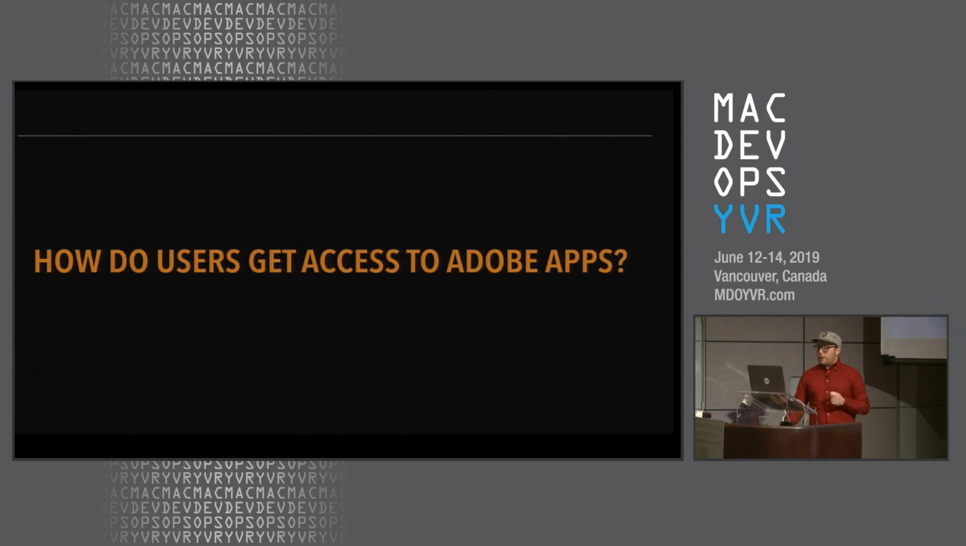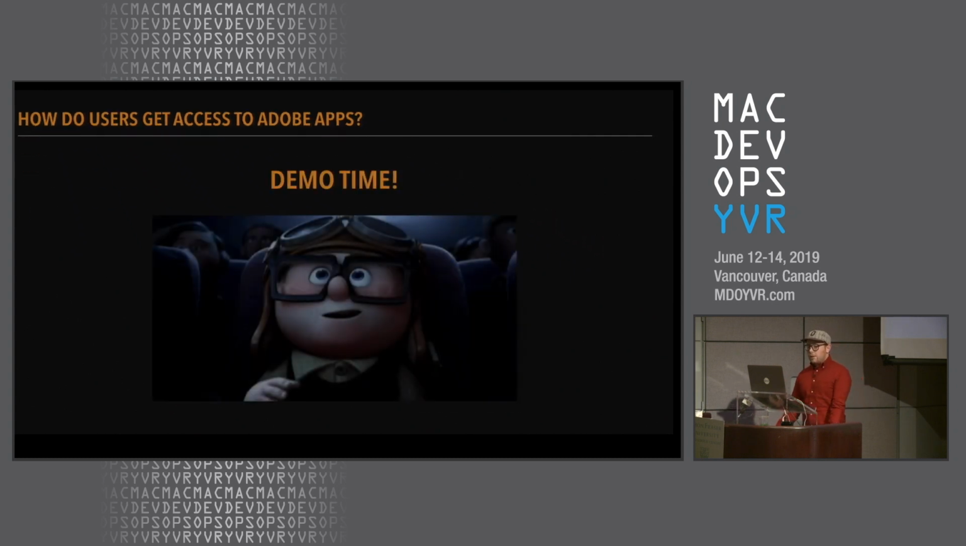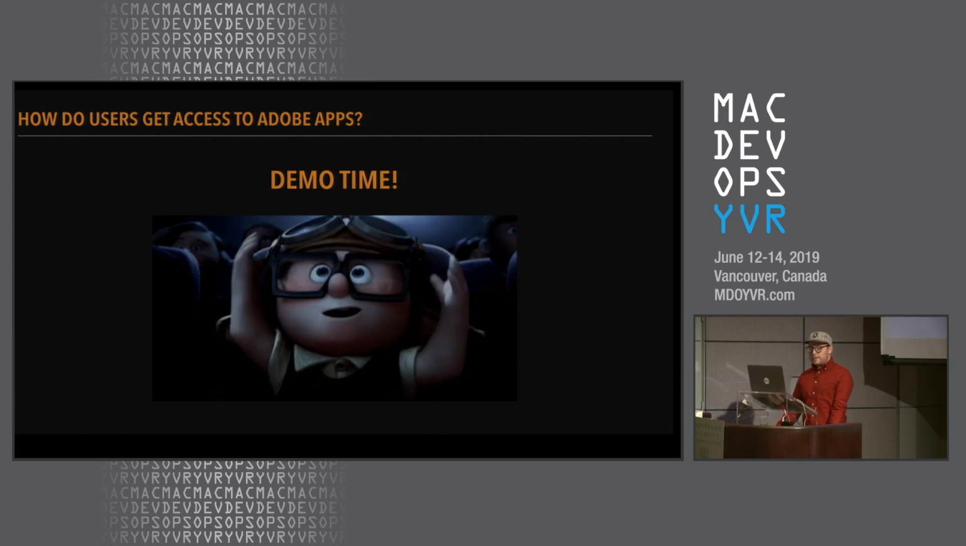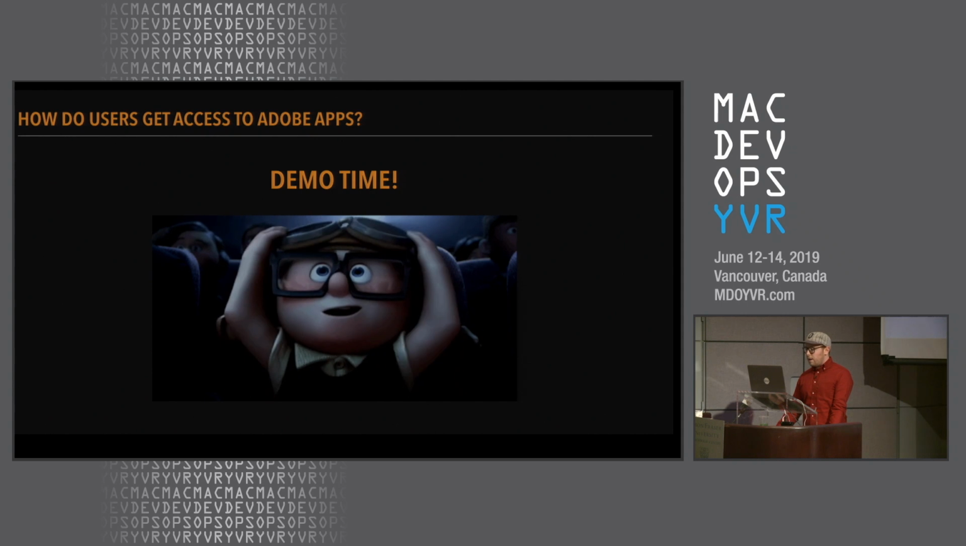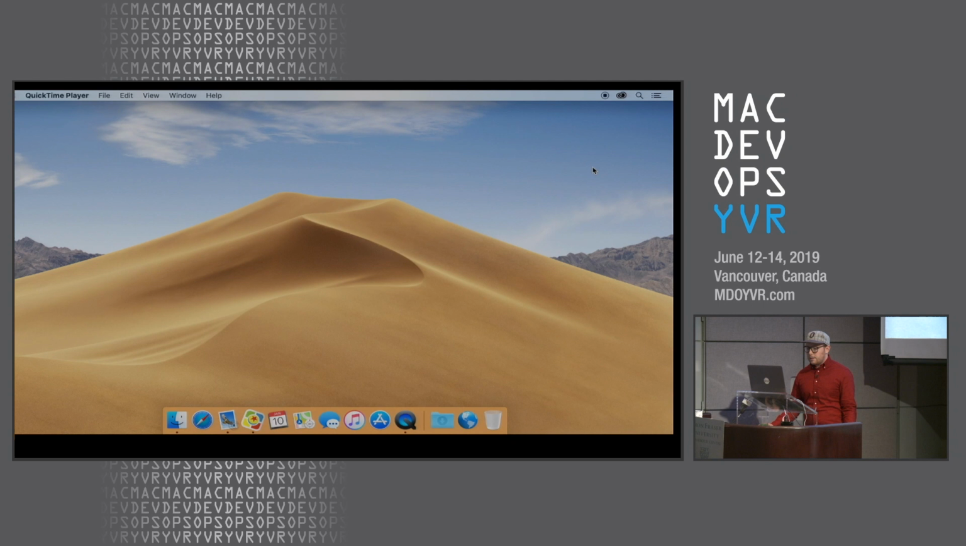So how do users get access to Adobe apps? What is that whole process from a user needing the app until it's installed and they're using it? What does that whole process look like? I have a little demo video for you. It might go a little fast. I'm going to try and walk you through it, but it basically looks a little something like this.